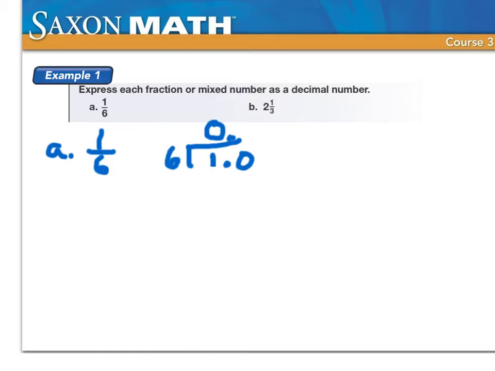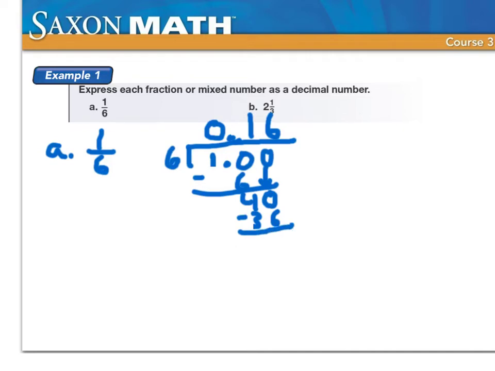6 goes into 10 once. 1 times 6 is 6. I subtract, and 10 minus 6 is 4. I have to keep going. 6 goes into 40 6 times. 6 times 6 is 36. I subtract and get 4. Then I bring down my 0.